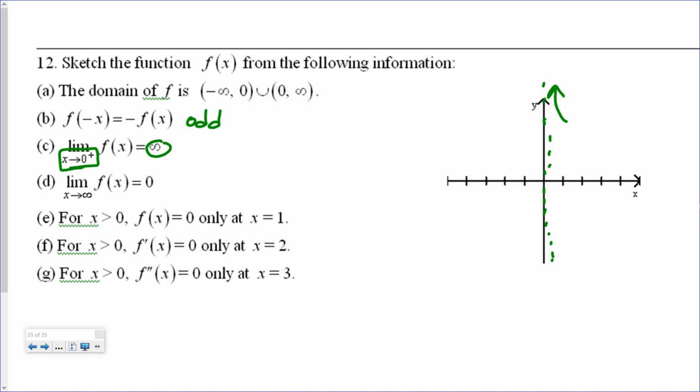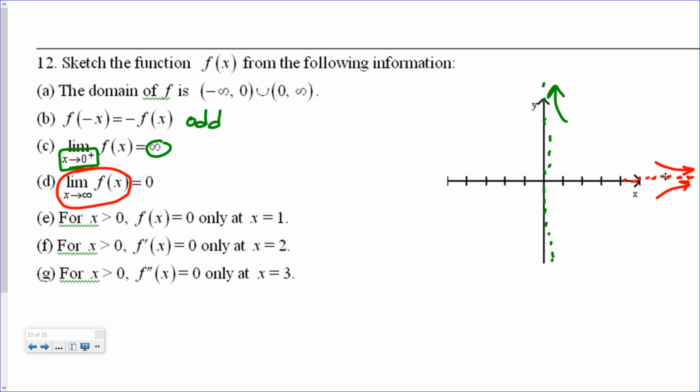Look at D. D says the limit as x goes to infinity. Guys, that's a horizontal asymptote, right? The horizontal asymptote is 0 where? When x goes to infinity. So way out here, I know that the horizontal asymptote is 0. So what do I know that the picture looks like? I know that the y value is 0 way out here, way out in infinity land, okay? So you guys know one of those red things is true. I don't know which one. Everybody good so far? It's a function, so it's going to be one of those.